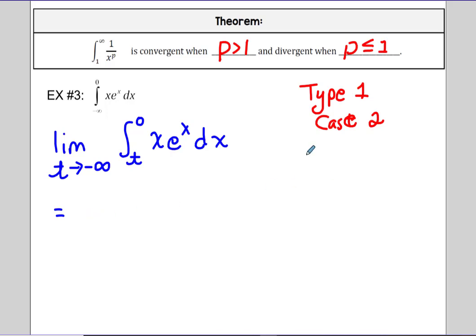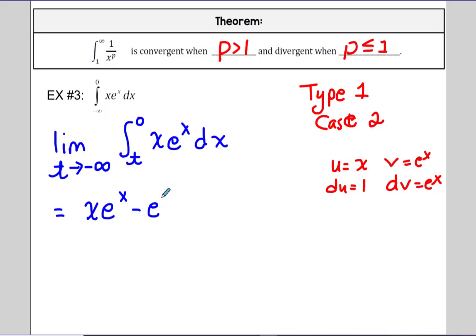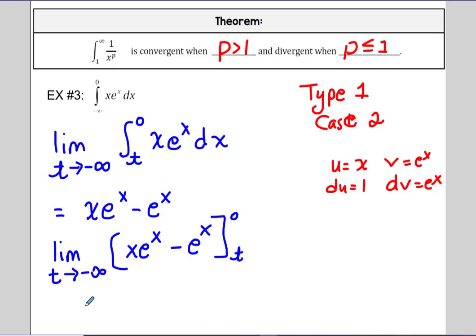And this was, let's see, if u is x, then du is 1. And if dv is e to the x, then v is e to the x. So integration by parts is going to give us x e to the x minus e to the x. So we did that by parts. And we want to take the limit as t approaches negative infinity for x e to the x minus e to the x from t to 0.